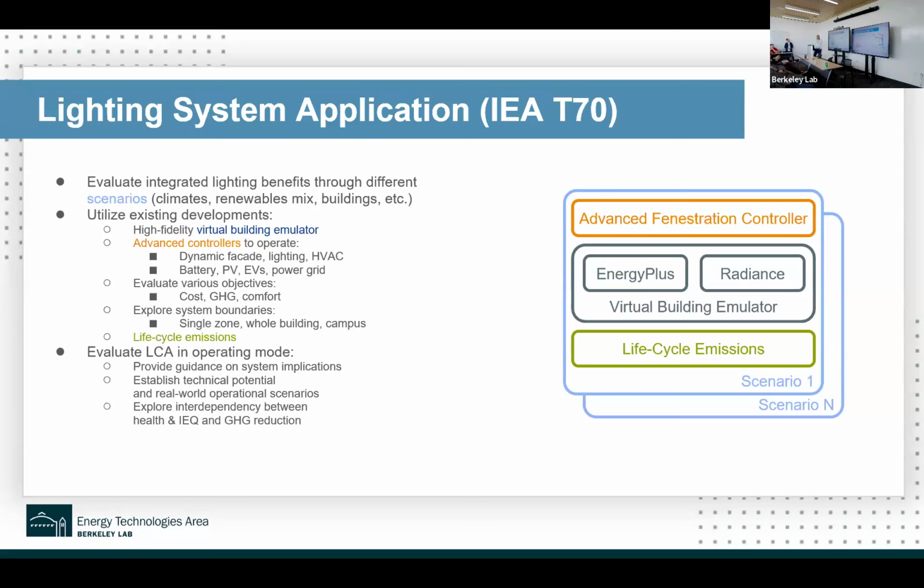For the IEA Task 70, the lighting task we're talking about here, we're using our tools to focus on lighting, but still focus on the whole integrated building in reducing the carbon emissions and assessing them with the requirement of meeting all the comfort requirements which are present.